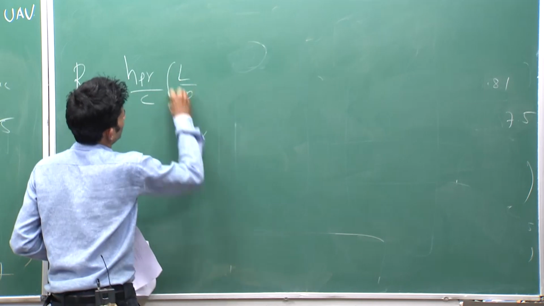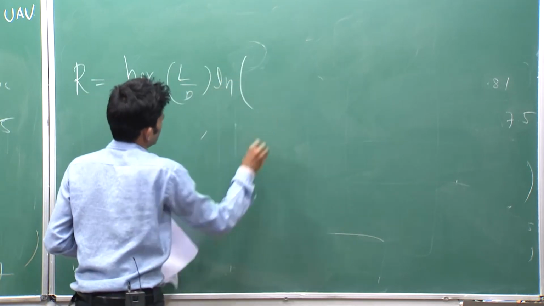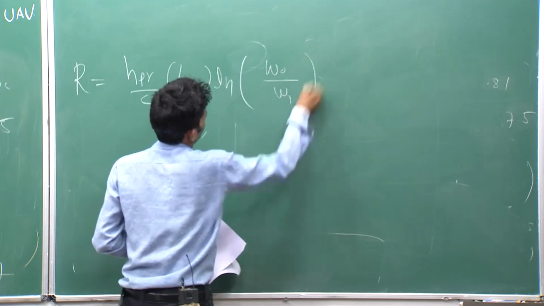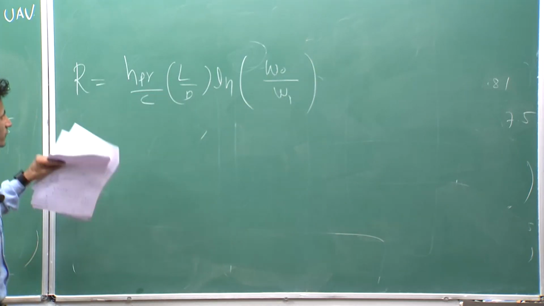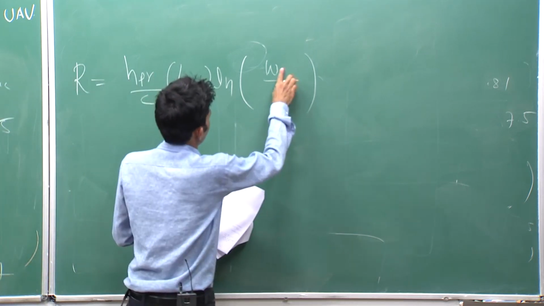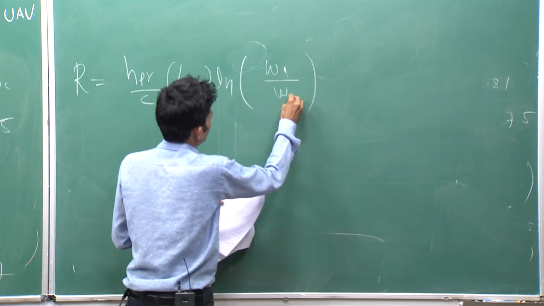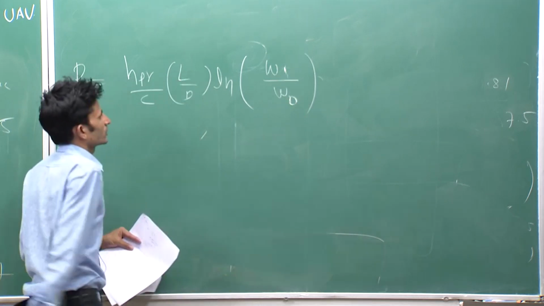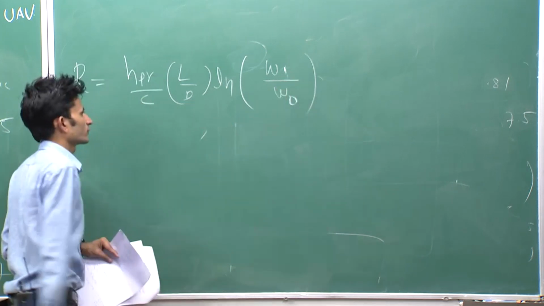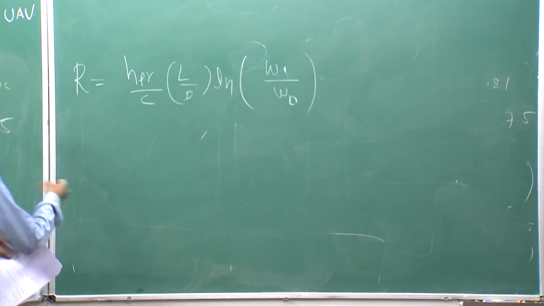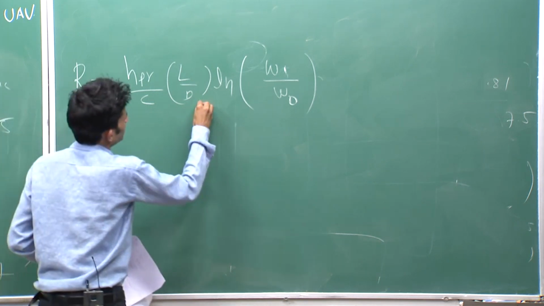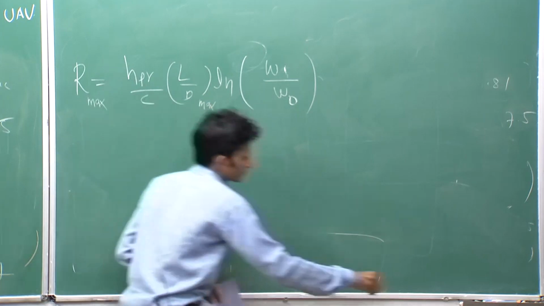L by D, ln W naught divided by W1. W naught is the weight when all the fuel has been consumed, and W1 is the initial weight. This makes it W1 and this is W naught. So W naught is the total weight of the air vehicle and W1 is the weight when all the fuel is consumed. R max is given, so if this is the maximum, then this also will be the maximum. Okay.